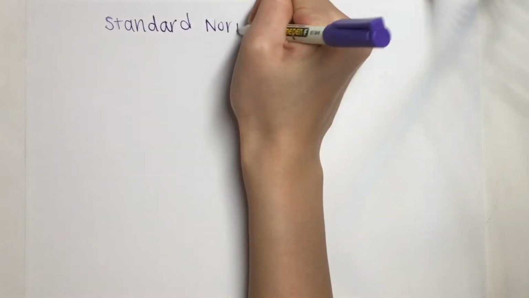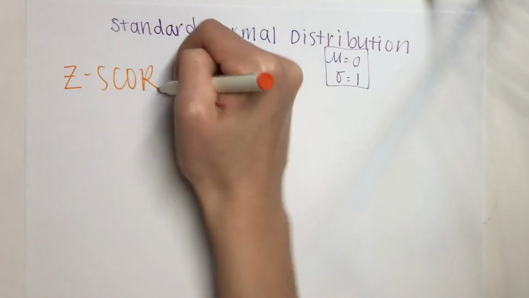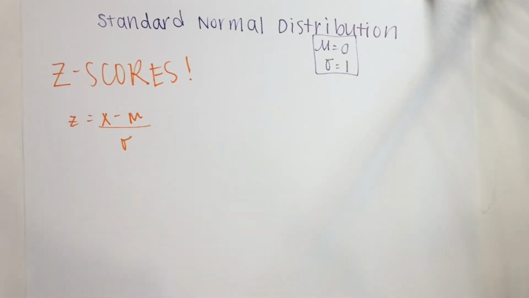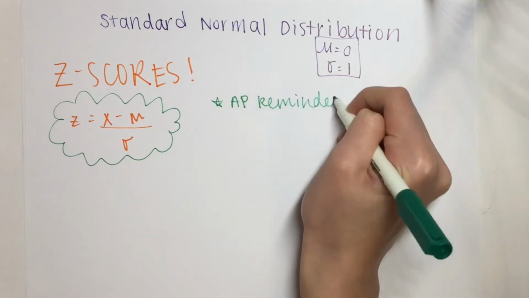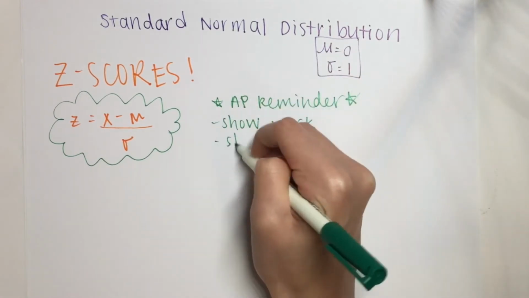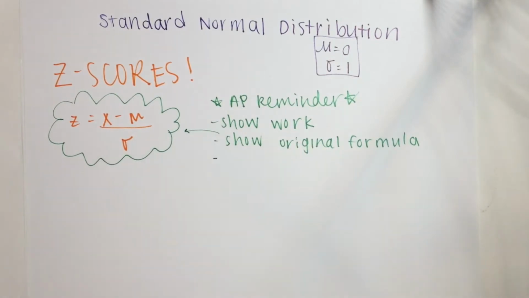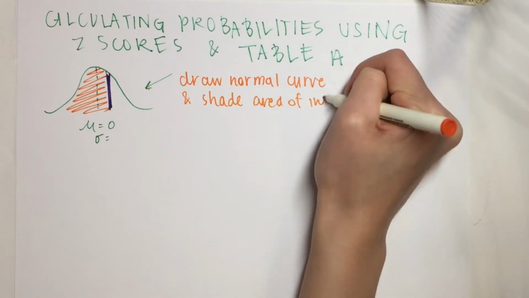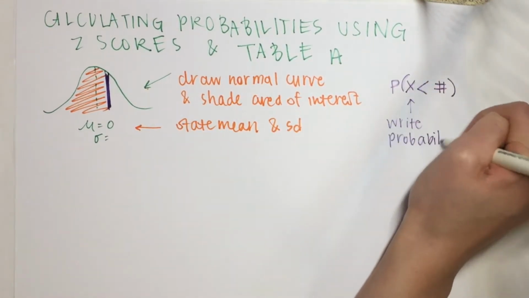To standardize your data, we will be using z-scores of your observations, and z-scores are found with the formula z equals x minus the mean divided by the standard deviation of the data. In order to get all of the points on the AP tests, you should always show your work: show the original formula of how to find the z-score, so x minus mean divided by standard deviation, draw the normal curve and shade in which interval you're finding the probability of, and also state the mean and standard deviation.